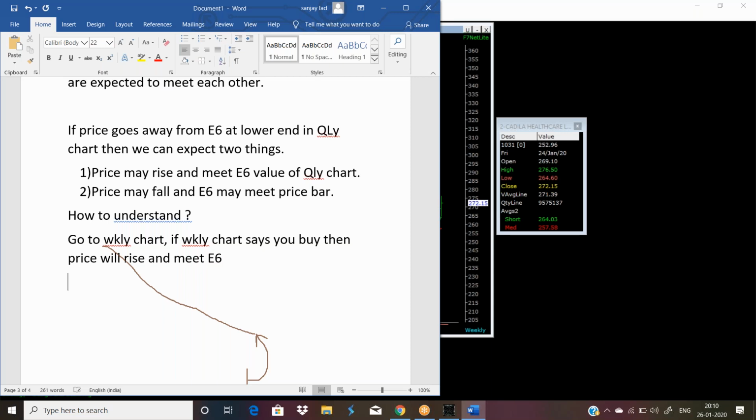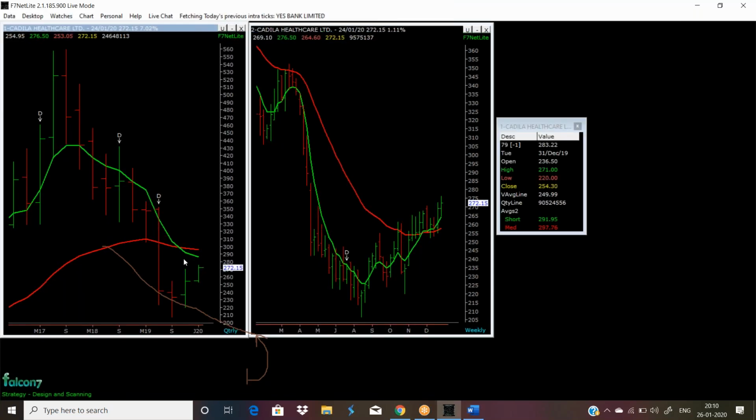And if weekly chart says you sell, then price will not rise, but price will fall and E6 will meet price bar. So these two things you have to understand. How to understand whether the price is going to rise or not.